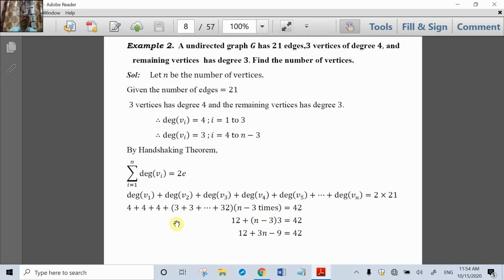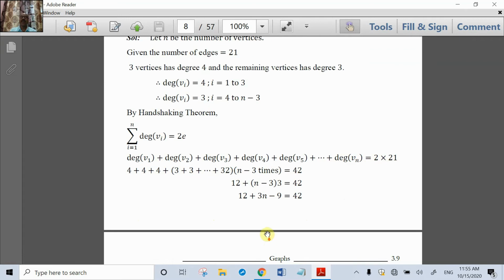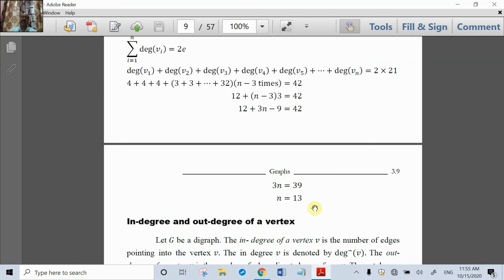By the handshaking theorem, degree of V1 plus degree of V2 plus up to degree of Vn equals 2 times the number of edges, 2 into 21. Here this is 4 plus 4 plus 4, plus 3 plus 3, n minus 3 times, equals 42. You simplify 3 into n minus 3, and you get n equal to 30.